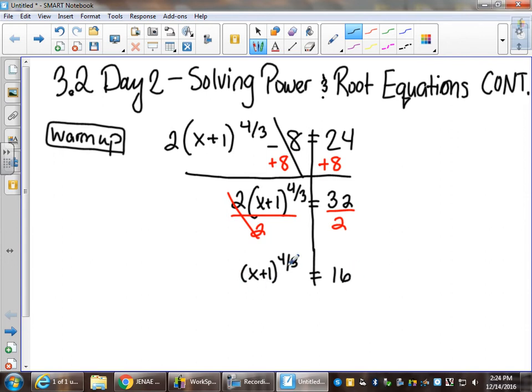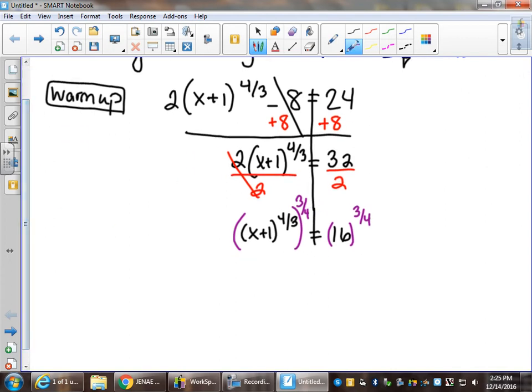Now, this power term or root term is as by itself as it can get, so now we're ready to use our inverse operations. The inverse, or the reciprocal, of 4/3 would be 3/4. So I raised both sides to the 3/4. Notice how I was able to very neatly write 3/4 right there because I had space. 4/3 times 3/4 is 1. So this cancels out. That was the whole intention, to cancel out the 4/3 by multiplying it by its reciprocal. So I'm left with x plus 1.